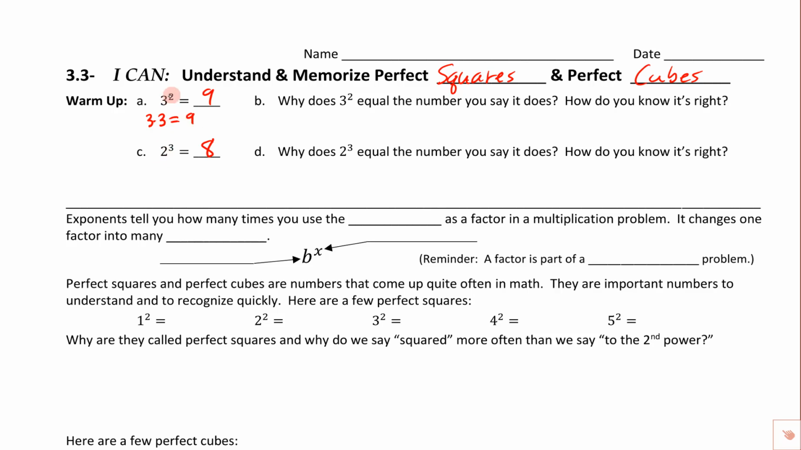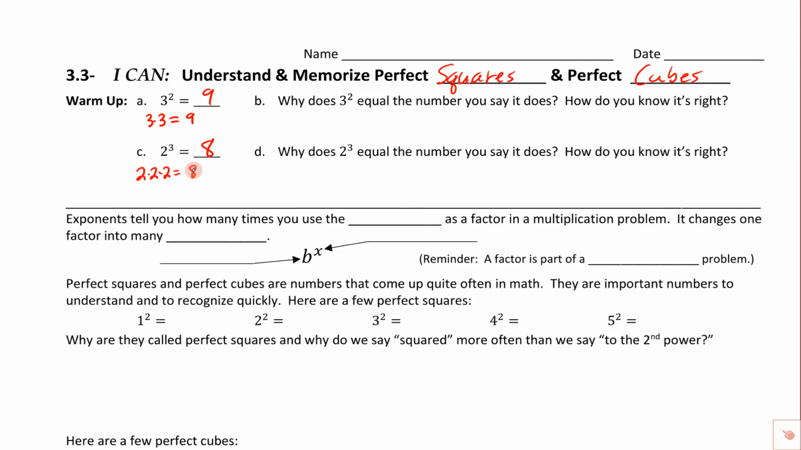And on this one, we've kind of reversed the order here. The base is 2 and the exponent is 3. So that means that we're going to have 2 used 3 times. So 2 times 2 times 2. So 2 times 2 is 4 times 2 is 8. So that's why it is the answer that we said it is.